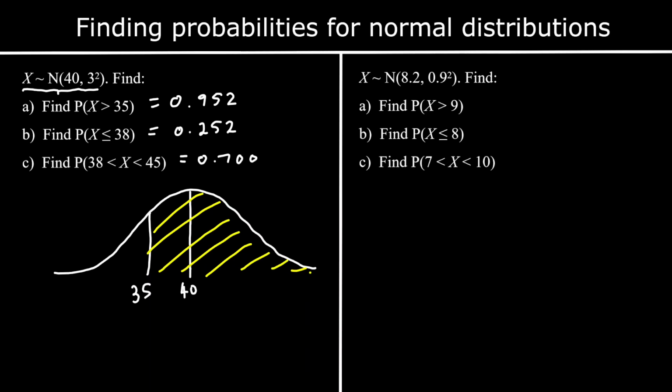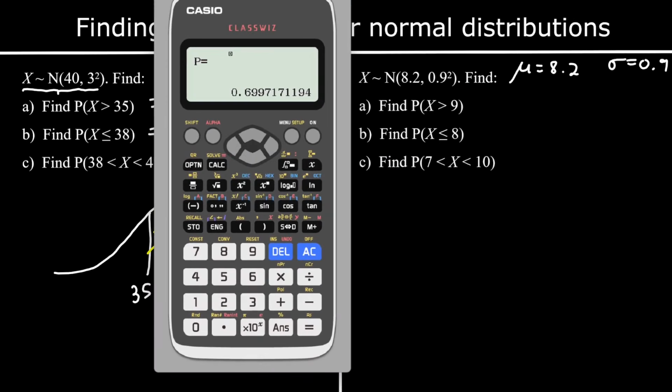Okay, one for you to try. See if you can give that a go. So this time we've got a mean of 8.2 and a standard deviation of 0.9. So normal cumulative distribution, we want the probability that x is greater than 9. So 9 is our lower. Our upper, just put in a really big number. We have our standard deviation is 0.9 now, and our mean is 8.2. So we get 0.187.